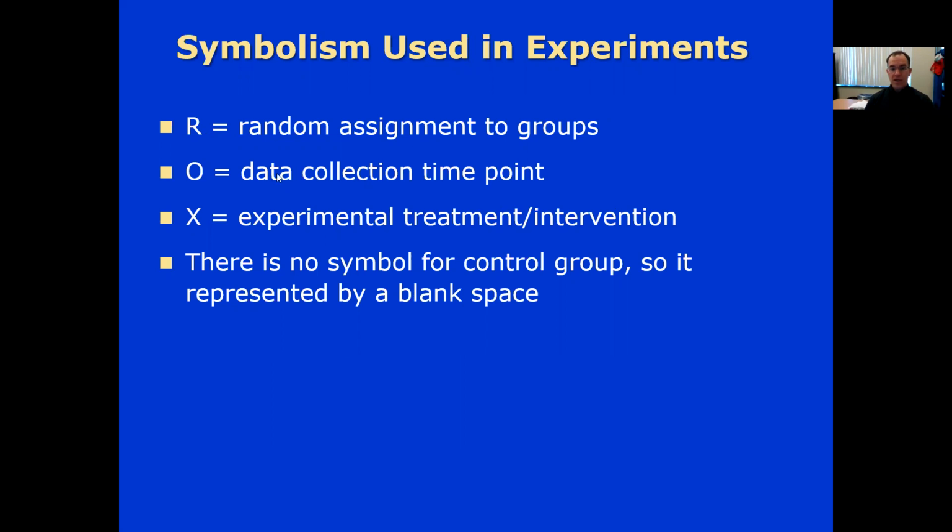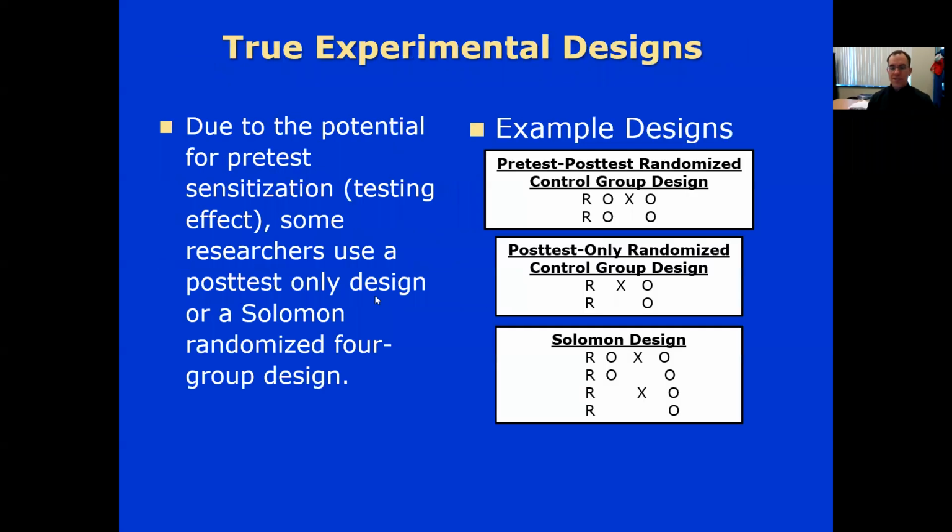An O indicates a data collection time point, so at that point is when the data was collected. X indicates the experimental treatment or intervention that was used during that period of time. And there is no symbol for the control group, so it's represented by a blank space. Now let's go on to the next slide and talk about some examples. So here are 3 examples of the research designs.